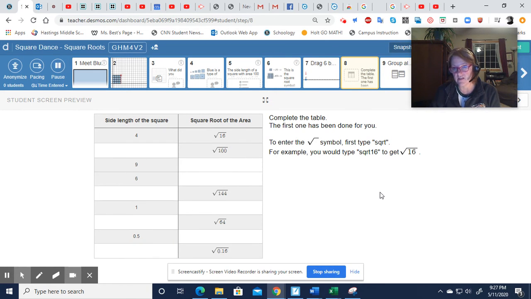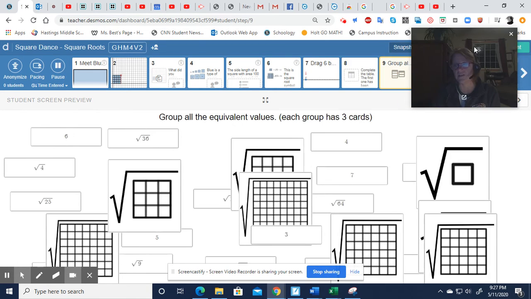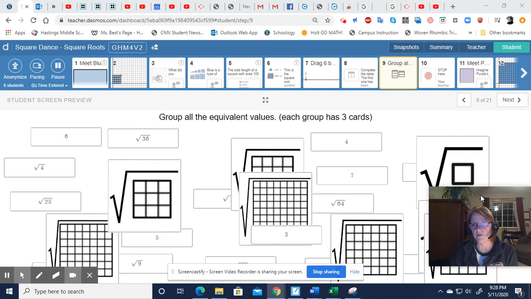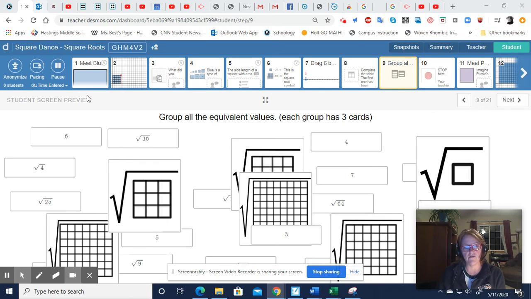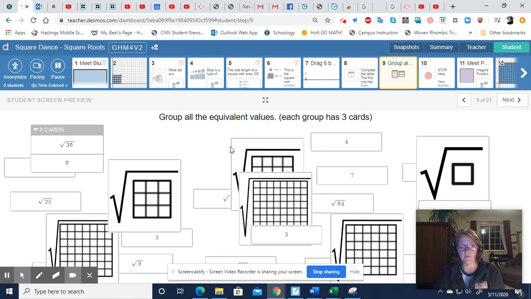Level 8 has a table. When you get to 9, you have to group all the matching things together. So for example, on my screen, the way it was set up here is I see the regular integer 6. I see the square root of 36. I know that if I have a square of 36, it's 6 by 6. So I want to put these two together. So just kind of overlap them and they'll start making a card.